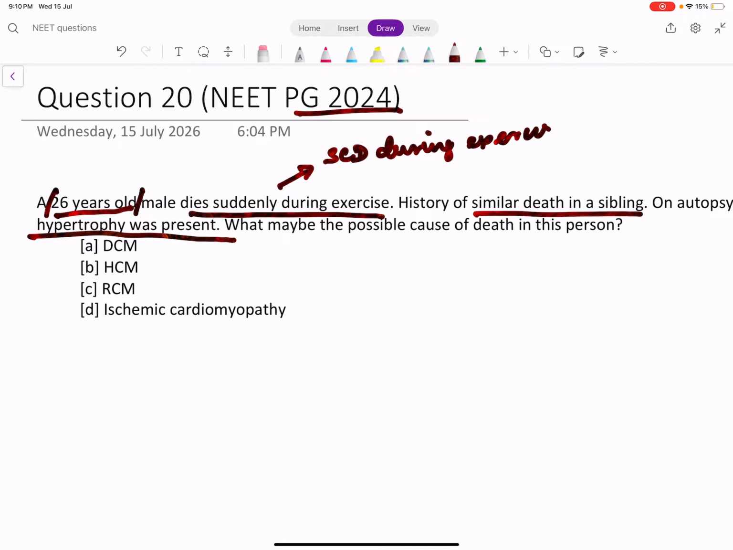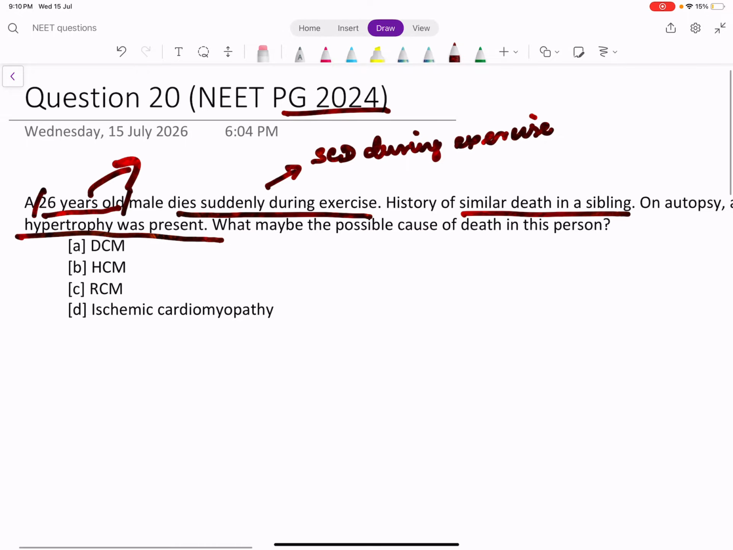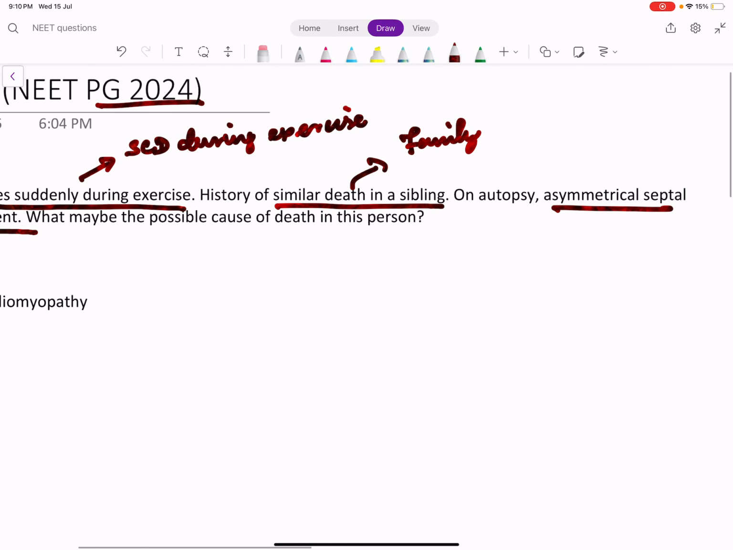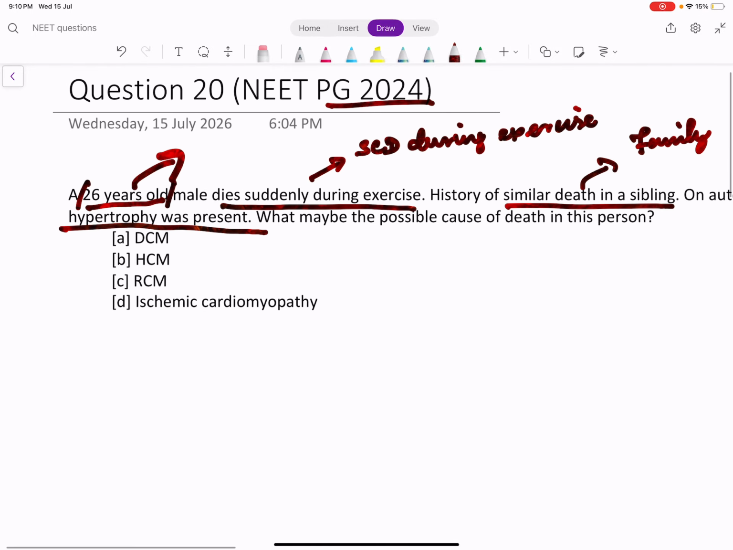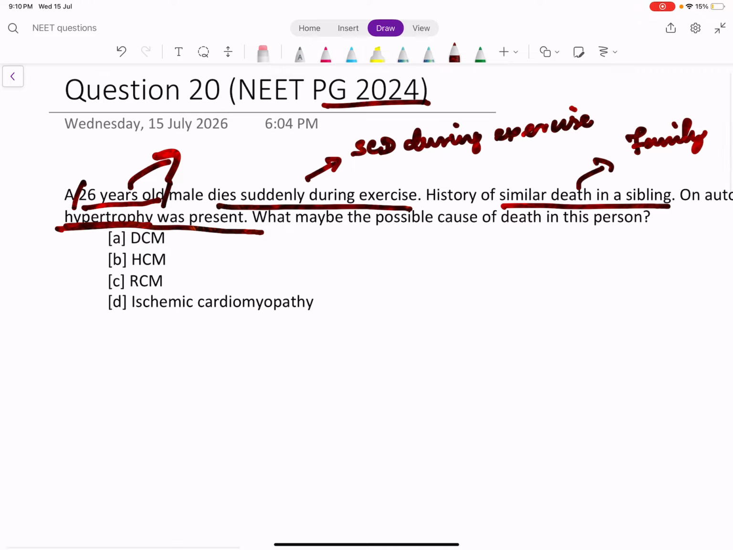Okay, this clue is very important. Sudden cardiac death during exercise in a young male with no comorbidities, with a family history. There are only a few reasons. So they have given the next clue: asymmetrical septal hypertrophy was present. Even if you don't know the actual answer, the word hypertrophy is there. HCM is hypertrophic cardiomyopathy. So this may be the answer.